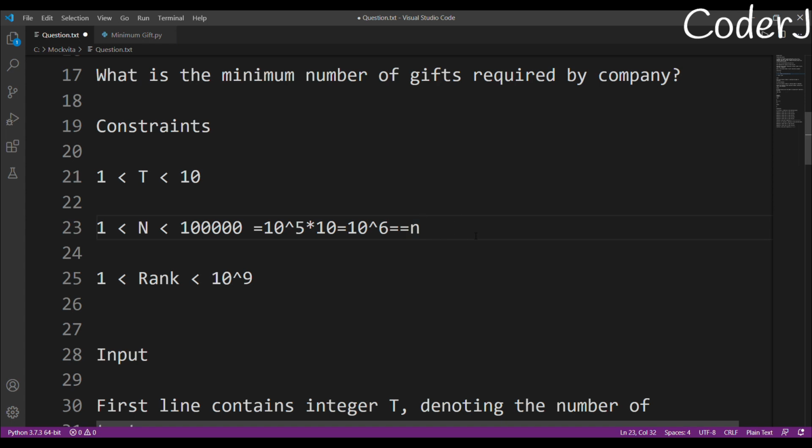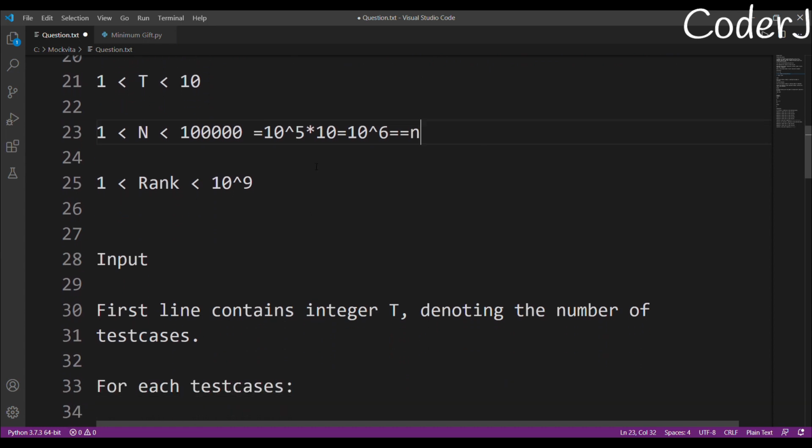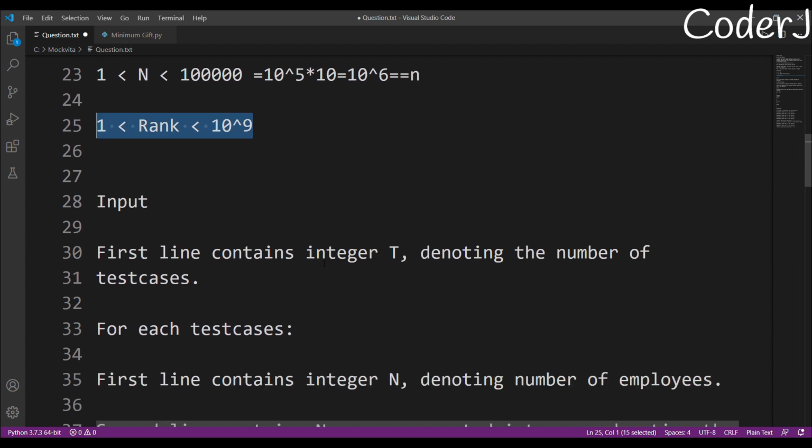Why? Because if you go even a little bit higher than that, you get a TLE, time limit exceeded. So that is why the solution that we come up with should only be of order n. Otherwise, you'll fail. And by the way, this value of rank, it's useless, at least to us.